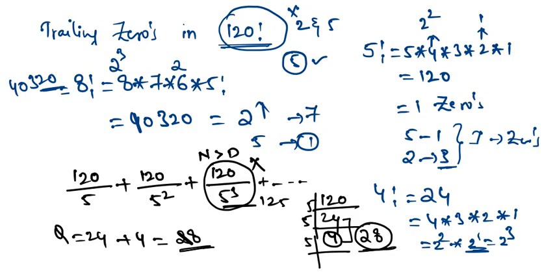Instead of writing 120 by 5 plus 120 by 5 square, we can find out in this manner also. We need to add the quotients. Addition of quotients: 24 plus 4 equal to 28 trailing zeros. Okay. Next.